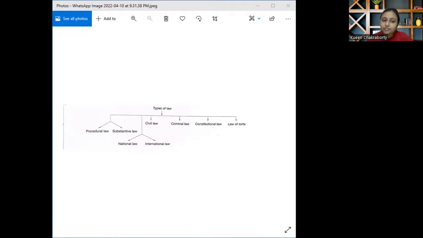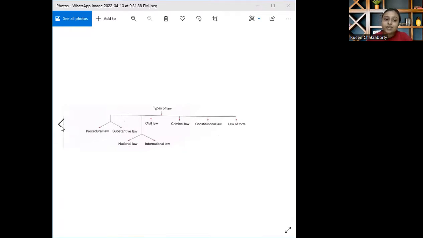Next, we come to law of torts. It is a branch of law which has evolved through judicial pronouncements. Let's take an example: vicarious liability in Donoghue versus Stevenson and strict liability in Rylands versus Fletcher. So these can be examples of the law of torts.